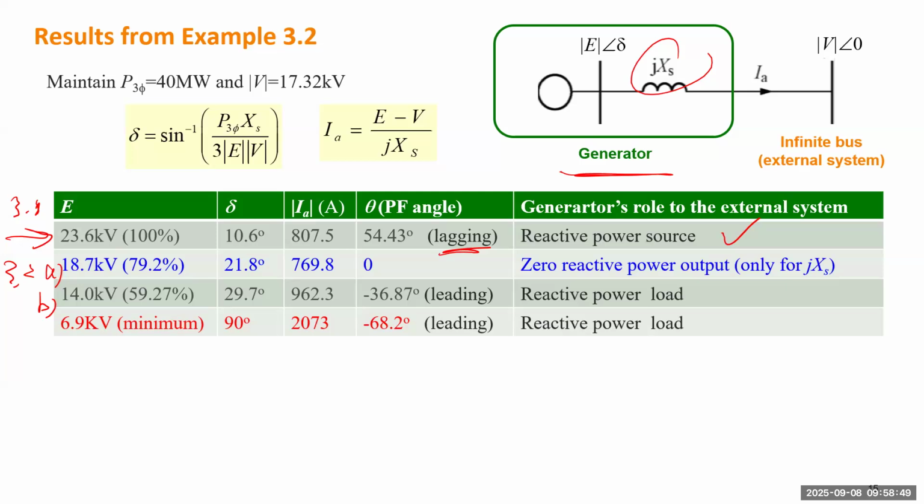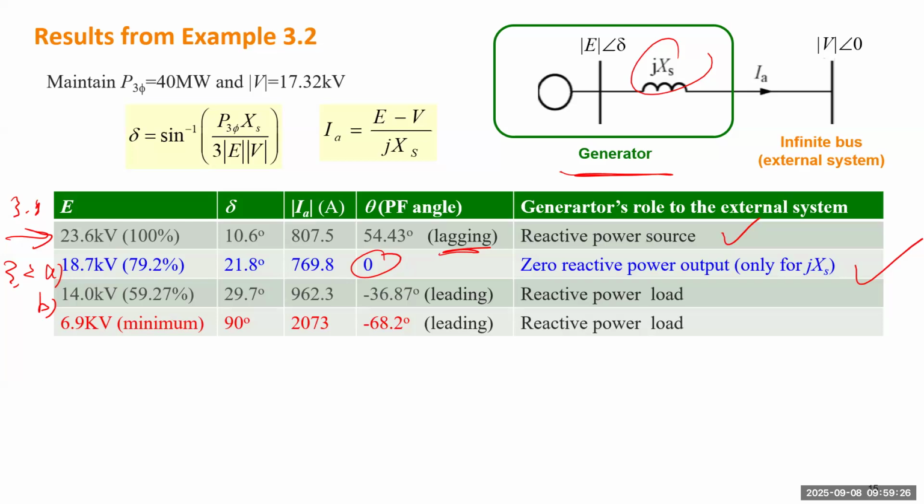And for 3.2A, the power factor angle becomes 0. That's unity power factor. The generator doesn't provide or consume any reactive power, but because the generator has internal reactance, it still provides a little reactive power for the internal reactance. That's why this E, if you remember the line to neutral voltage, is 17.3, but this E is slightly higher, 18.7. That slightly higher voltage is just to provide reactive power for the internal reactance.